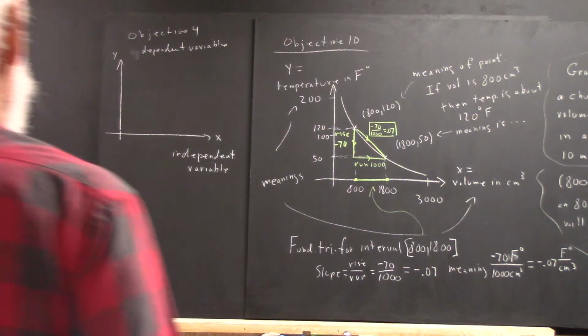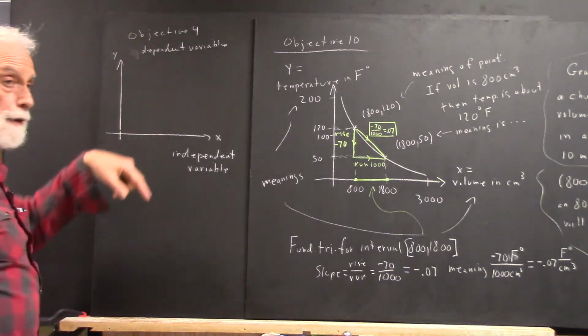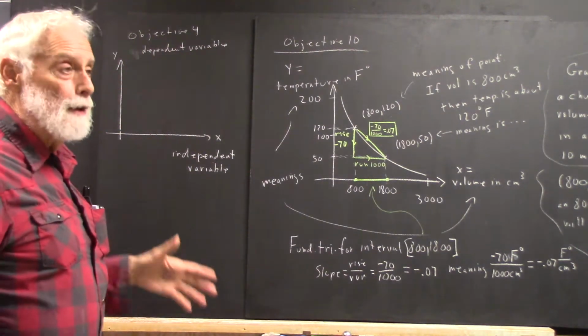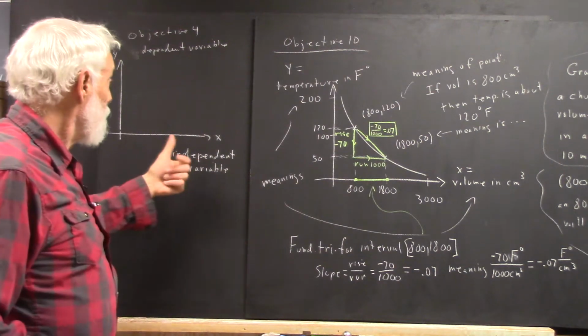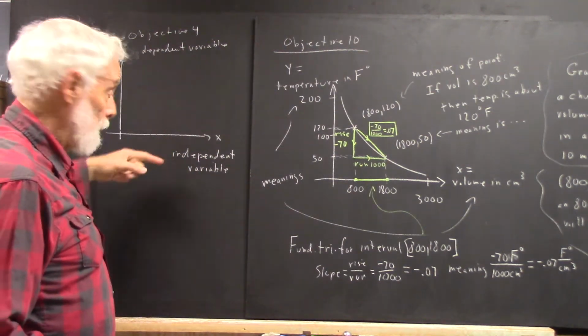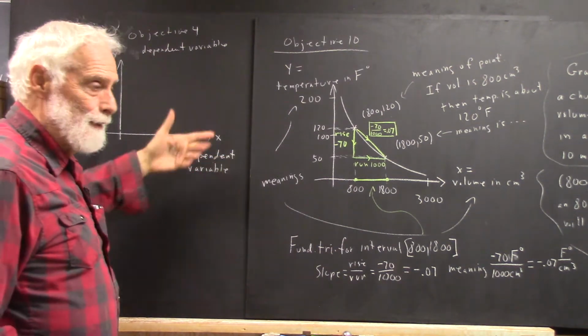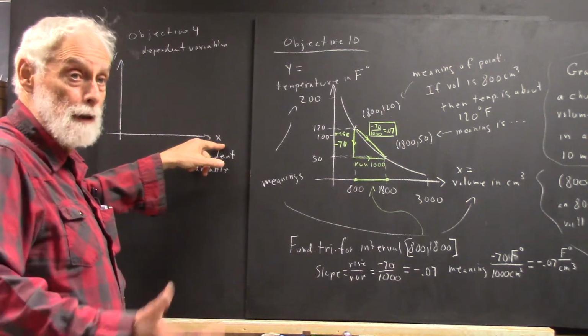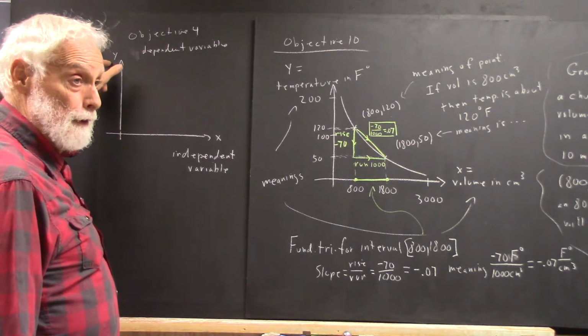Okay, so this was objective 10. Objective 4 is kind of related to it. And all you got to do to understand objective 4 is know what independent variable means and dependent variable. Independent variable goes here on the horizontal axis usually. Often it's x, although it could be any letter. Okay? And the dependent variable is what we usually think of as the y variable.